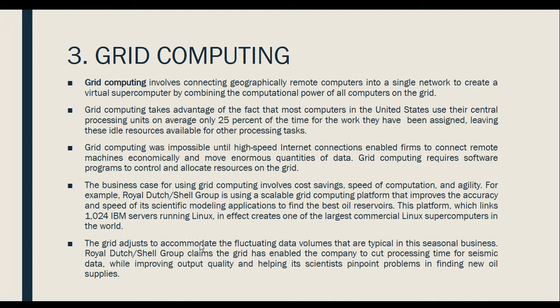The grid adjusts to accommodate the fluctuating data volumes that are typical in this seasonal business. Shell Group claims that the grid has enabled the company to cut processing time for seismic data while improving output quality and helping its scientists pinpoint problems and find new oil supplies. Okay, so this grid has helped them, as we discussed in the previous bullet.